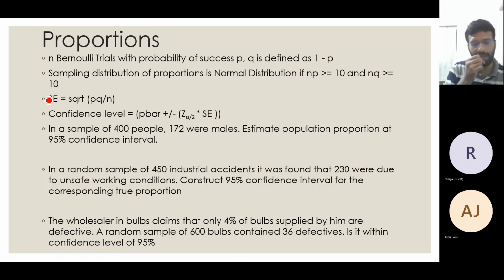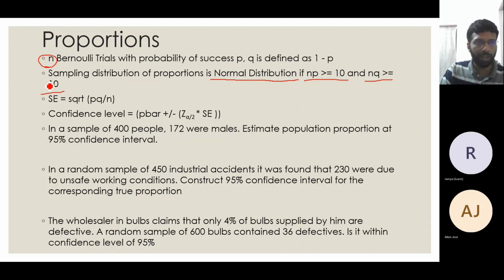Now a similar extension of the central limit theorem exists for proportion also. That tells me that the sampling distribution of proportion can be treated similar to the mean. A normal distribution can be used to approximate it, provided n times p is greater than or equal to 10 and n times q is greater than or equal to 10.